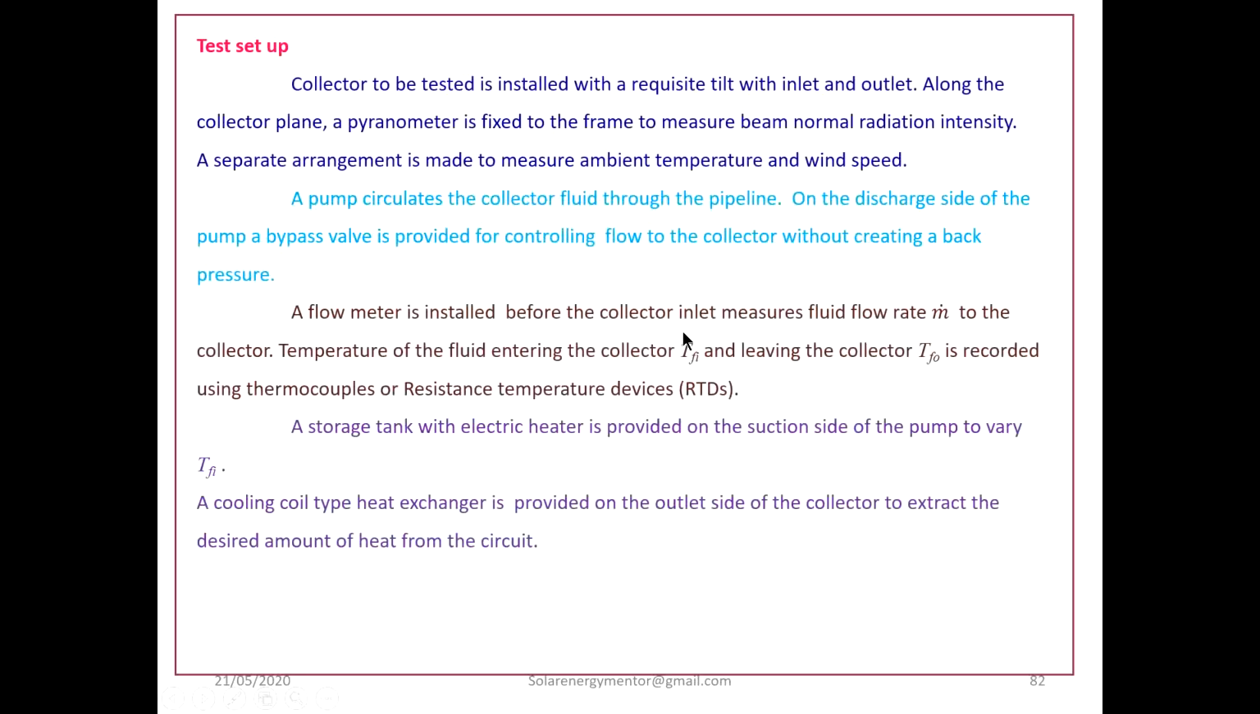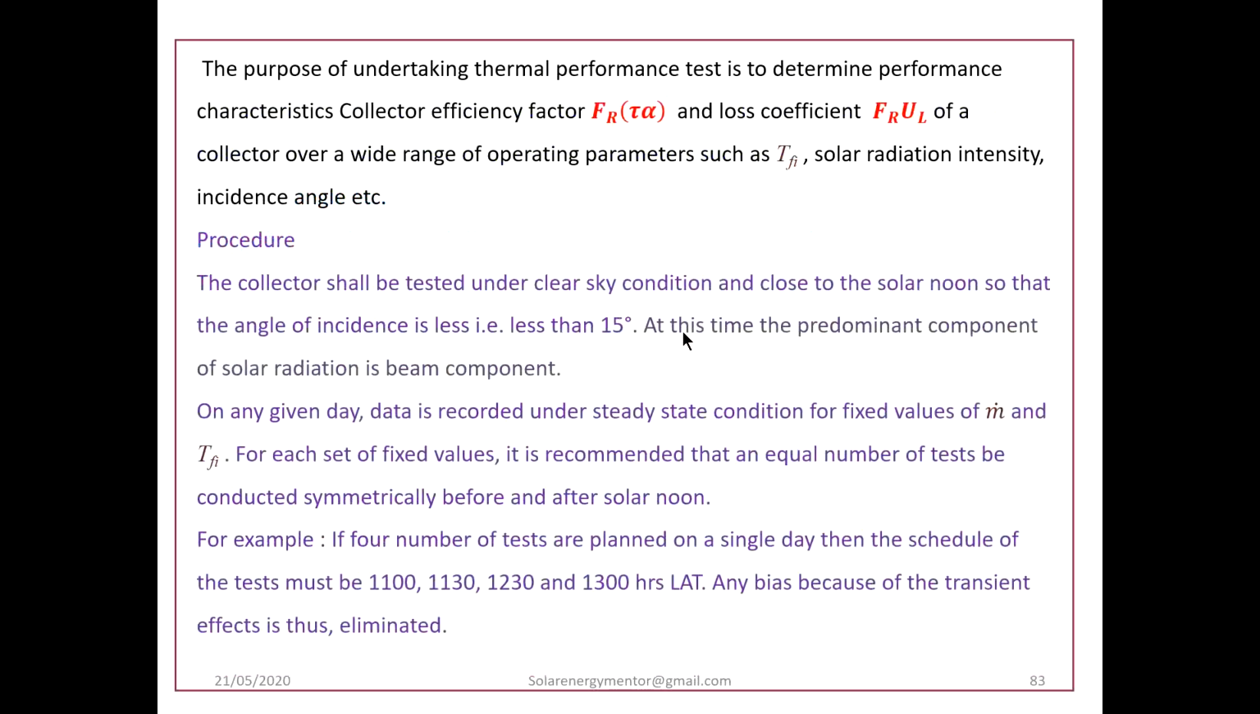So why carry out the thermal performance test? The thermal performance test is carried out to decide the performance characteristics of the collectors. Which are the performance characteristics of the collectors? First is the collector efficiency factor, FR tau alpha, and the loss coefficient, that is FRUL. So these two parameters, if we determine them for a collector, become the characteristics of the collector. So FR tau alpha and FRUL characterize the collector.